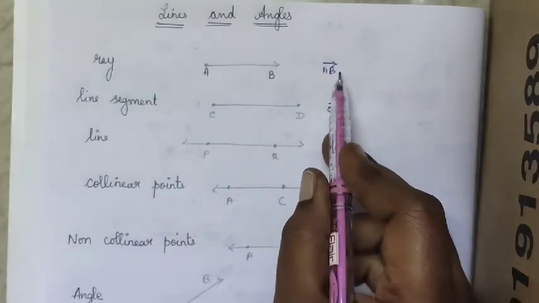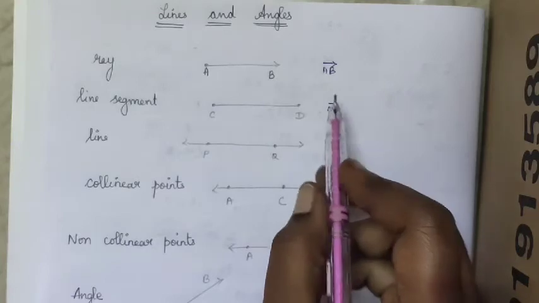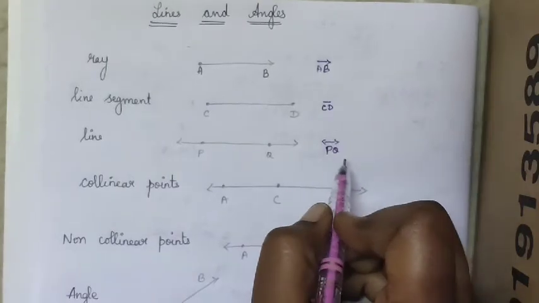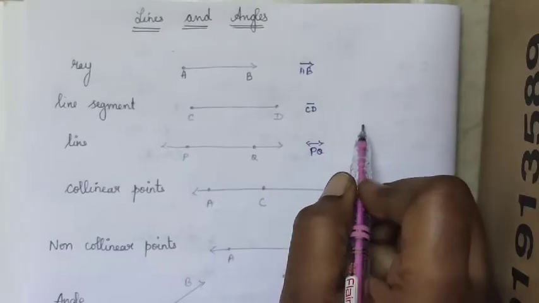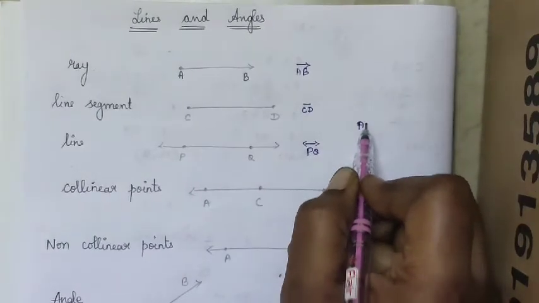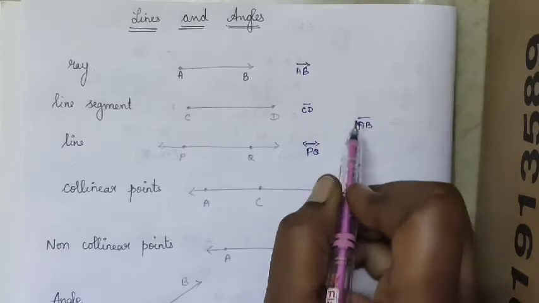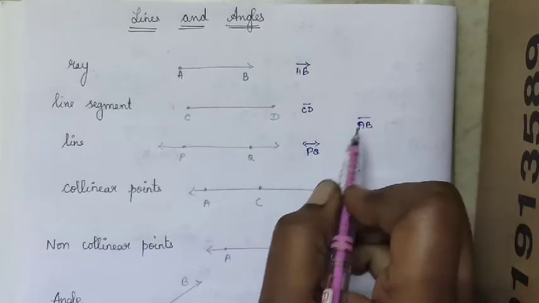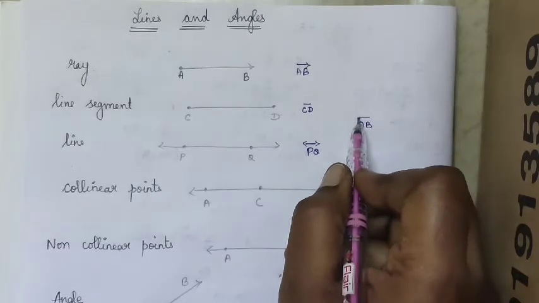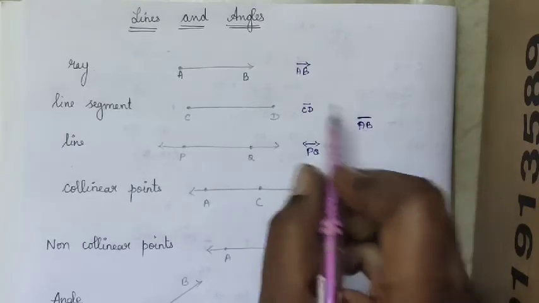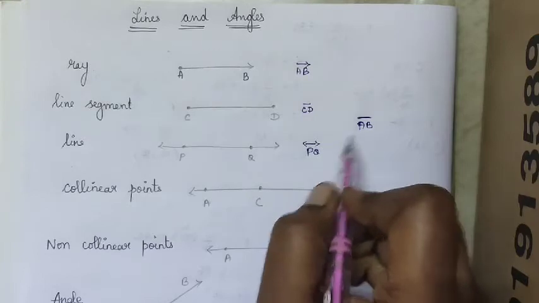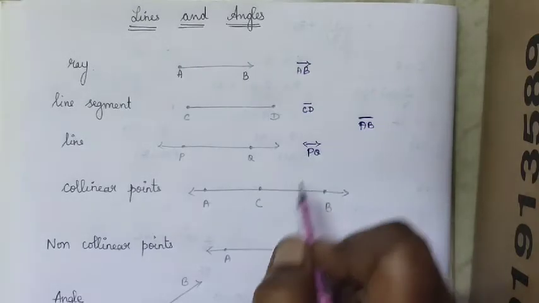Now instead of giving different symbols for each and everything, from now onwards we are going to give the same symbol, that is AB bar. This indicates a ray, line segment, line, everything. Simply we will write only this bar here. This is for ray also, for line segment also, for line also.